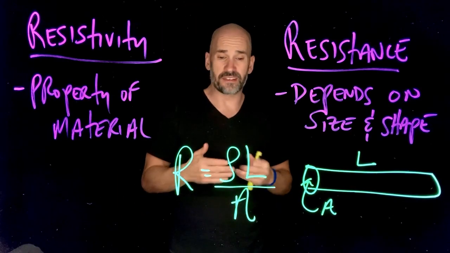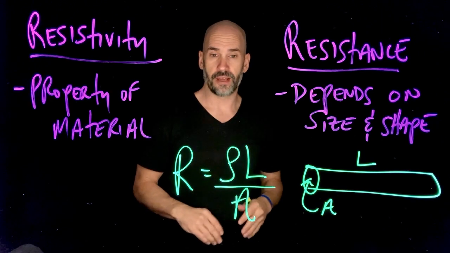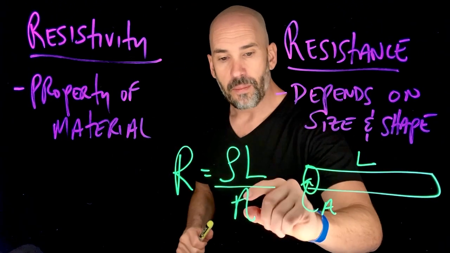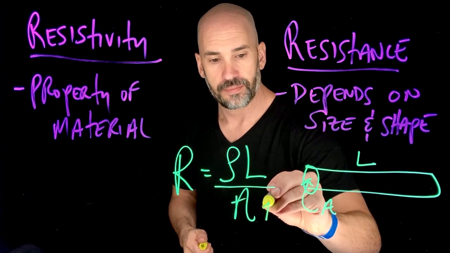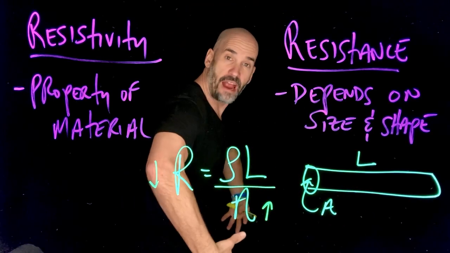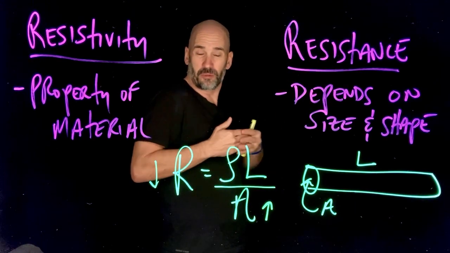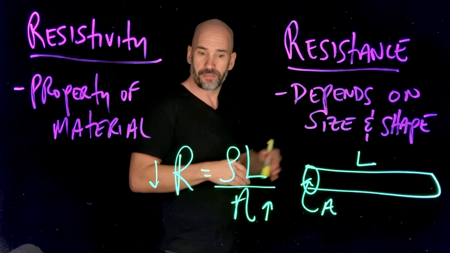So in other words, the longer an object is, the more resistance it has. That makes sense. There's much more length that the electrons have to actually move through, all right? And the bigger A is, the smaller the resistance is going to be, which makes sense because if you have more area for the electrons to flow through, there should be less resistance. There's more room for those electrons to be flowing, okay?